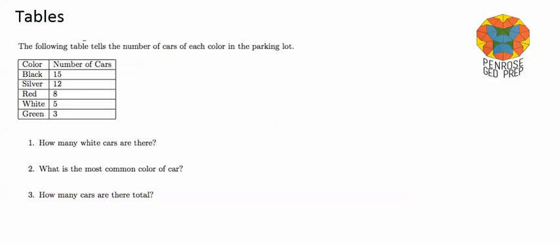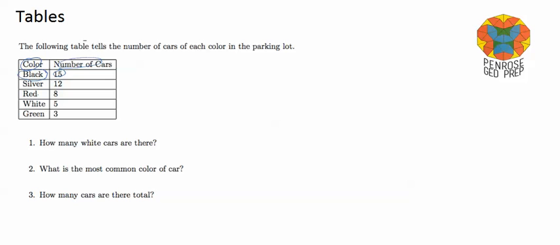In this video, we're going to take a look at a common way of organizing a set of data, a table. Here we have a set of data that organizes cars in a parking lot by color. The left column tells us the different colors of cars, and the right column tells us how many cars there are of that color. For example, if we look at black cars, there are 15 of them. And if we look at silver cars, there are 12 of them.